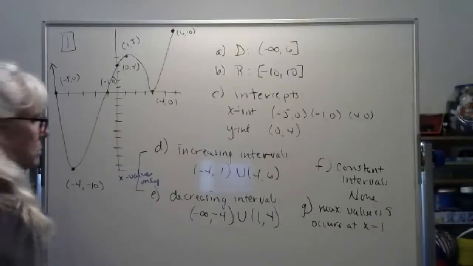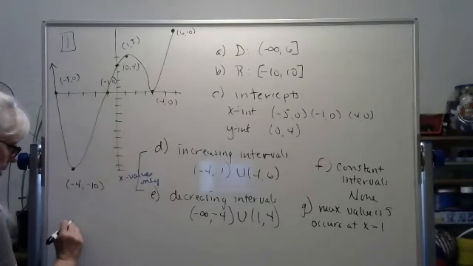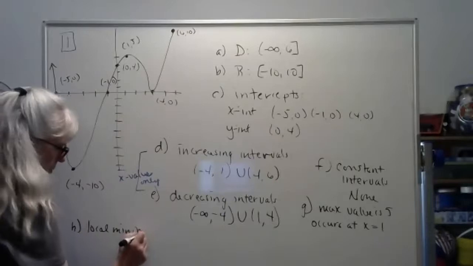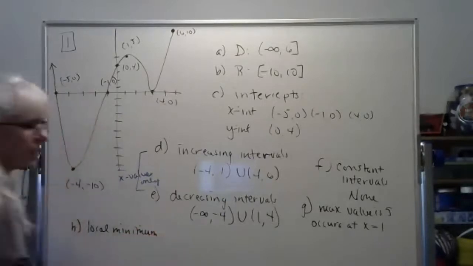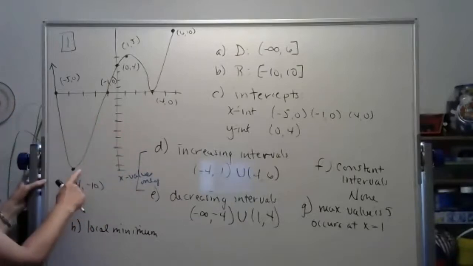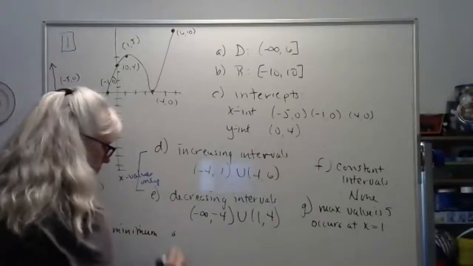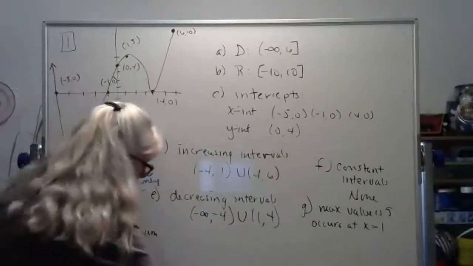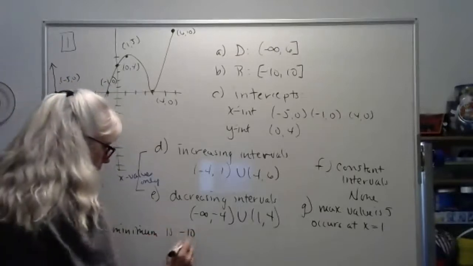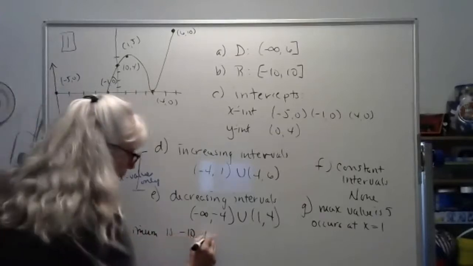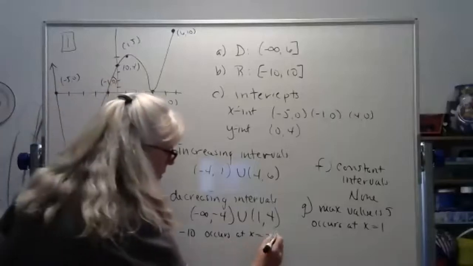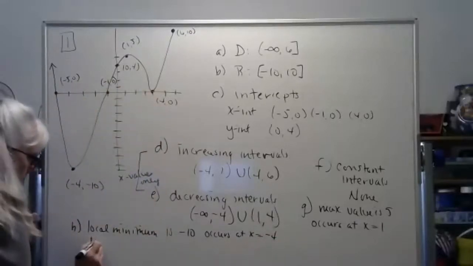They asked for the local minimum. So this is part H. I'm getting a little low on the board, so I'm going to come way back over here. Local minimum. Okay, well, in this case, we're going to have 2 of them because I have 2 valleys where I have the bottom of a valley. So one local min is, we're going to say -10 because that's the bottom or the y value. And that occurs at x equal -4.